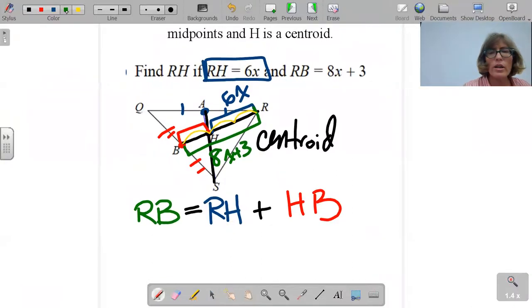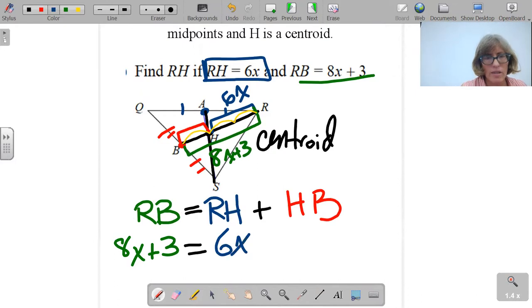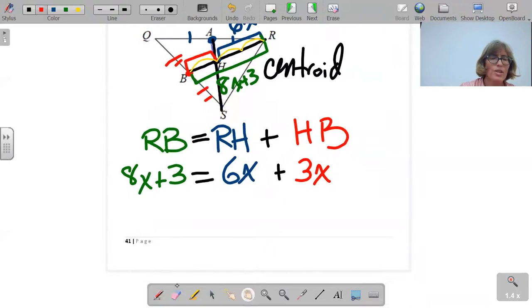So now we circle, plug, chug. R to B, we are told, is 8x plus 3. R to H is 6x. We are not given anything for H to B, but H to B is half of 6x. Therefore, it is 3x. Solve.